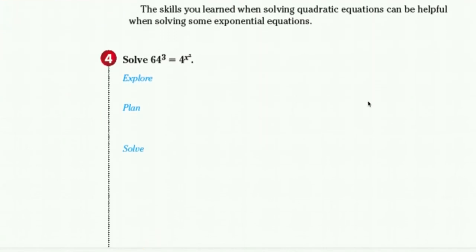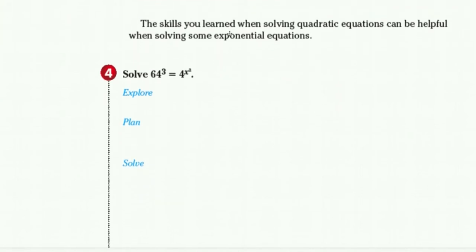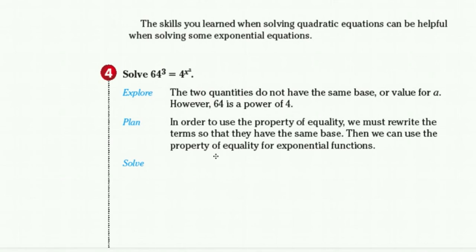And let's see how this particular property is applied in example 4. The skills you learned when solving quadratic equations can be helpful when solving some exponential equations. You have 64 to the third equals 4 to the x squared. Now again, they do not seem to have the same base, but actually they do, and let's see how. The two quantities do not have the same base or value for a. However, 64 is a power of 4. In order to use the property of equality, we must rewrite the terms so that they have the same base. Then we can use the property of equality for exponential functions.